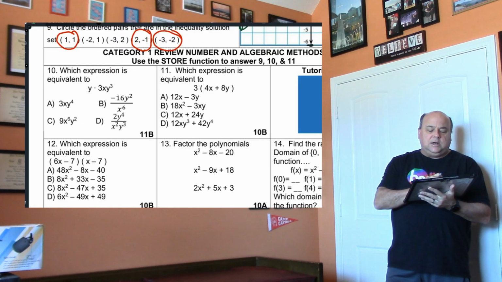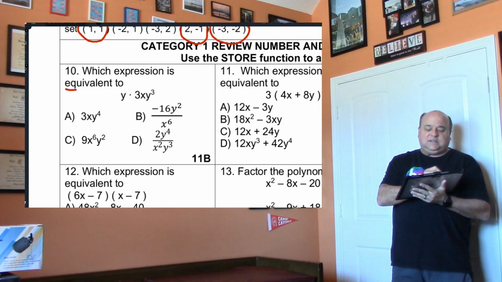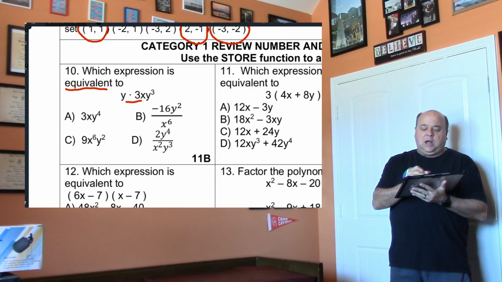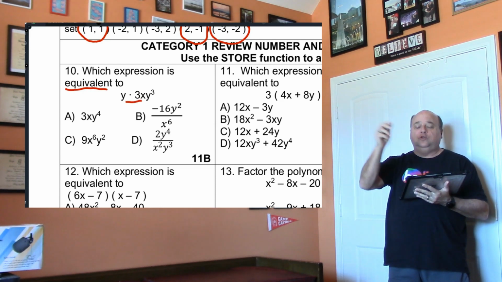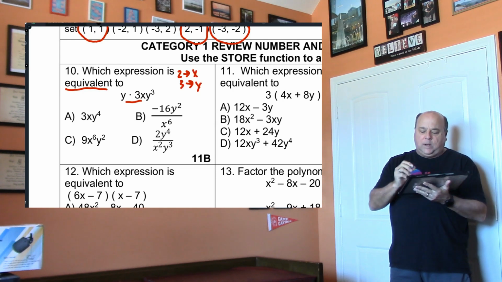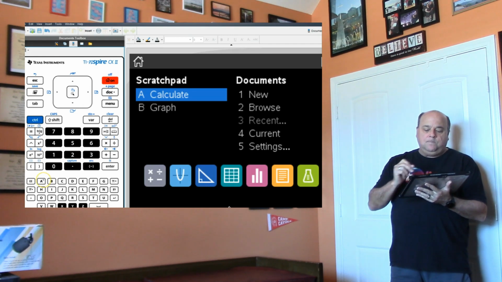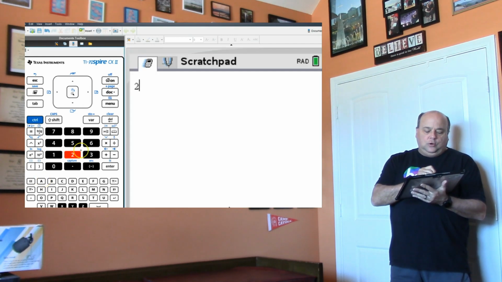Continuing on, let's go to number 10. Okay, if you have a problem like this, if it says equivalent, and you have a polynomial and polynomials, you'll use store. So we're going to store 2 for x, and we're going to store 3 for y. So go to your calculator, and we're going to go to calculate. We're going to do 2 control variable x, and 3 control variable y.